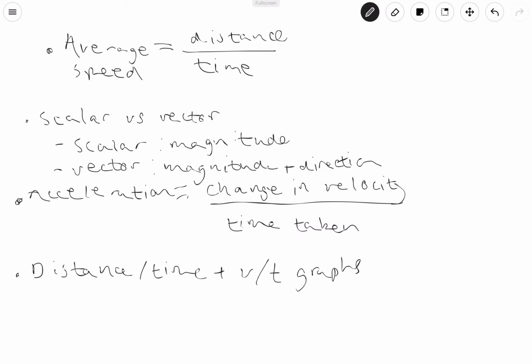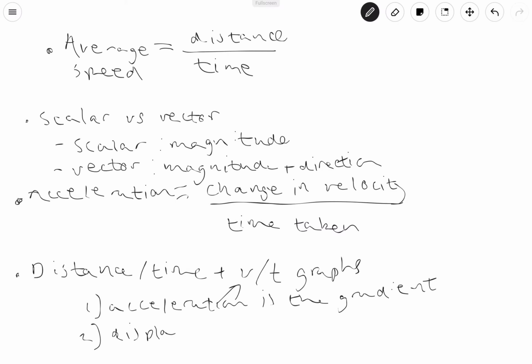And the key thing to remember there was two axes, was that firstly acceleration from a velocity time graph is the gradient. Acceleration is a gradient, and displacement is the area under the graph. So those are the key things we looked at last time.